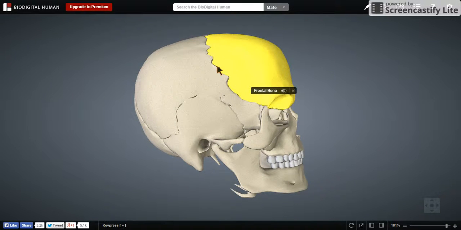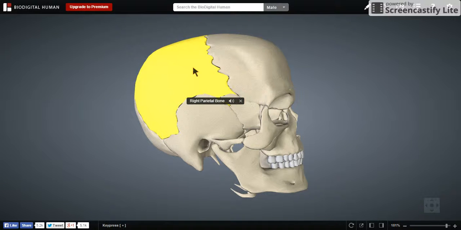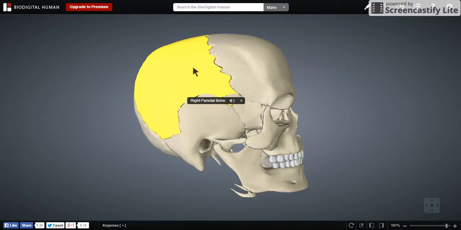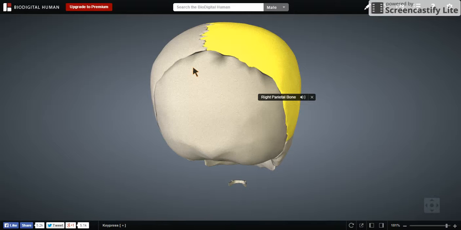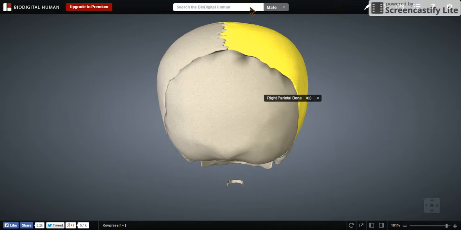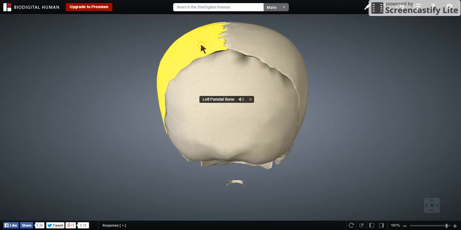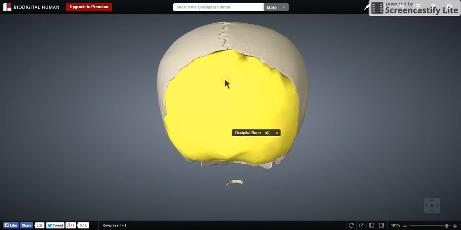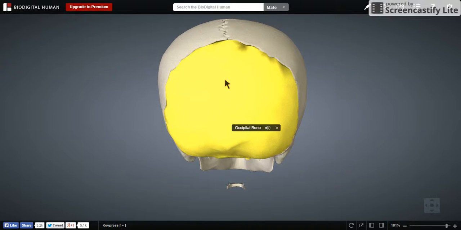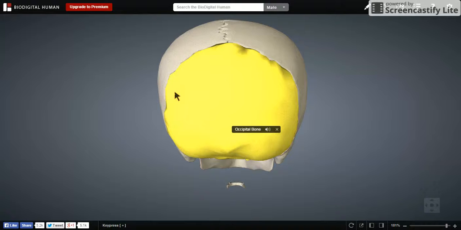The frontal bone moves posteriorly and meets two paired parietal bones. And you can see the parietal bones meeting at the suture, this sagittal crest right here. There's a parietal bone on the right, there's a parietal bone on the left, and those two bones meet at the occipital bone. The occipital bone meets where they end.